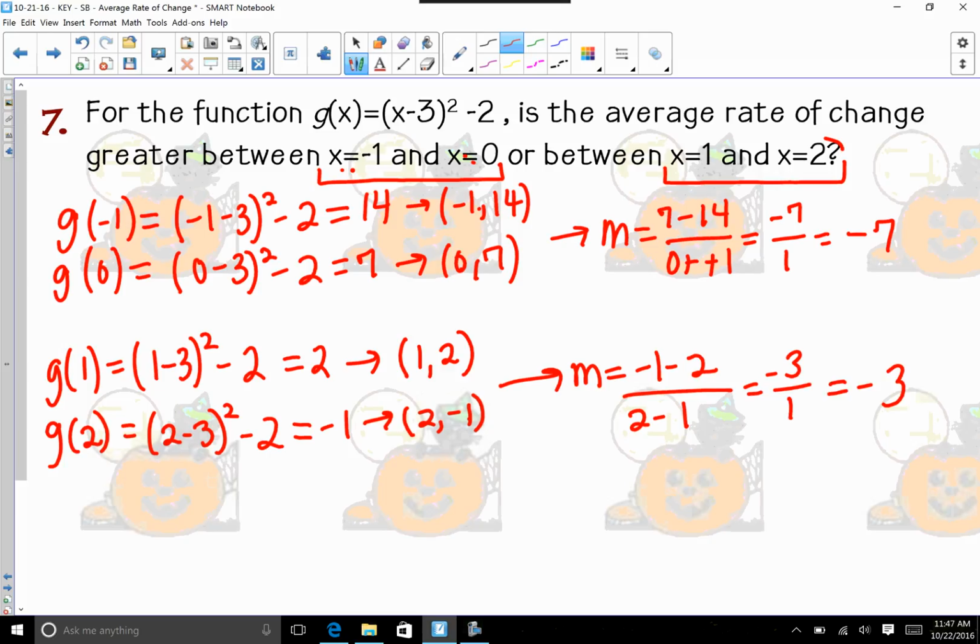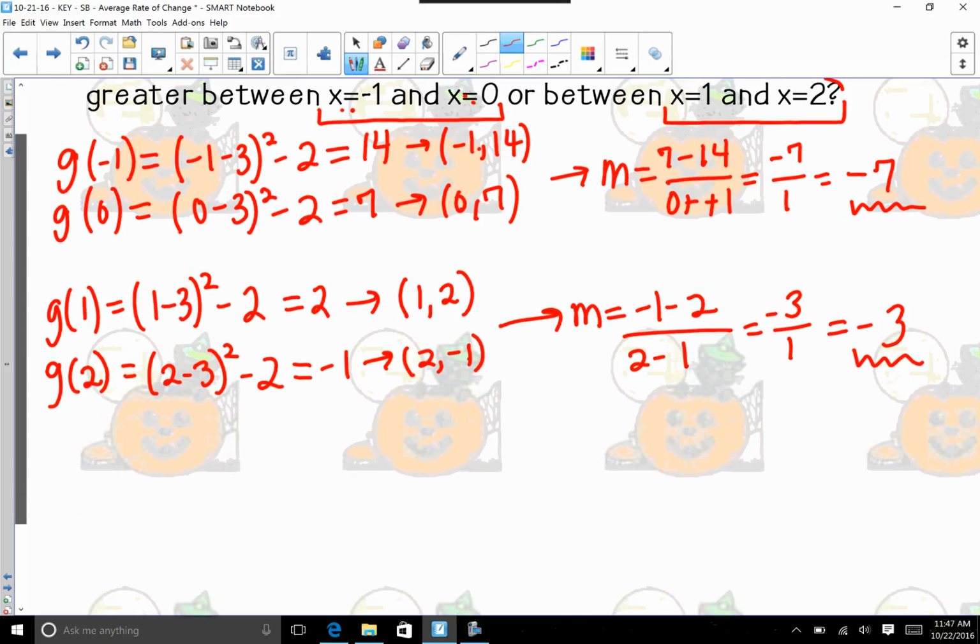So each of these is decreasing. One is decreasing at a rate of change of 7 and one is decreasing at a rate of change of 3. So which is greater, 7 or 3? 7, right? So the average rate of change is greater between -1 and 0. Even though they're both negative, when we talk about which is bigger, we kind of ignore signs. It's like looking at the absolute value, and the absolute value of 7 is 7. So that is decreasing faster than the other interval.